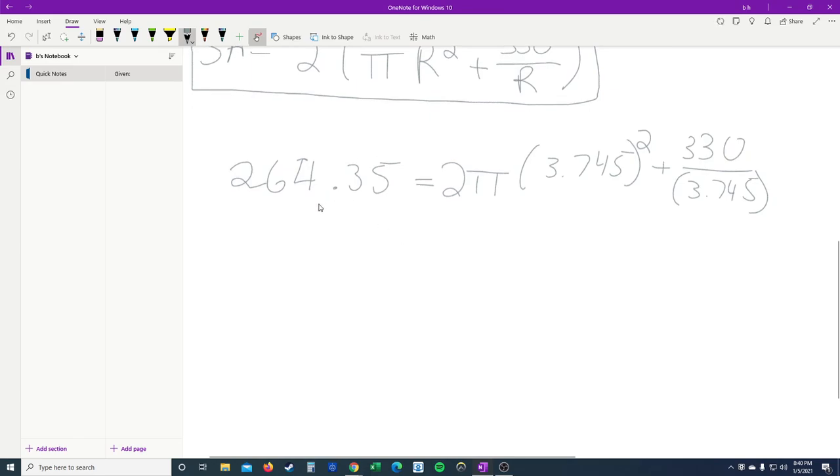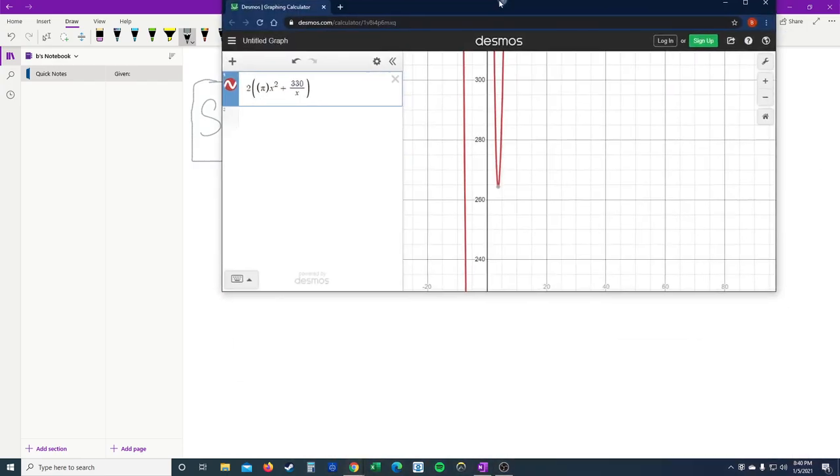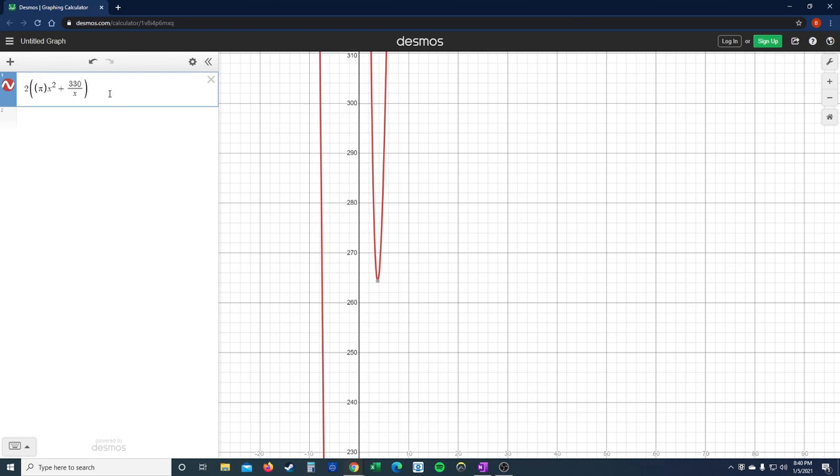So just to double check this, you can enter that in your calculator to make sure that this equals 264.35. And again, the easiest way to do it is to use a graphing calculator, or if you're online, there's this website you can use. You can enter your formula here and it'll graph it for you.